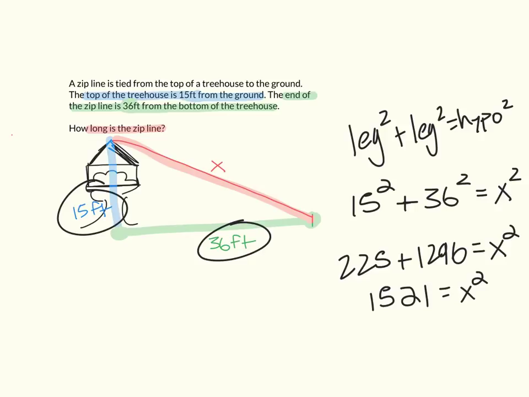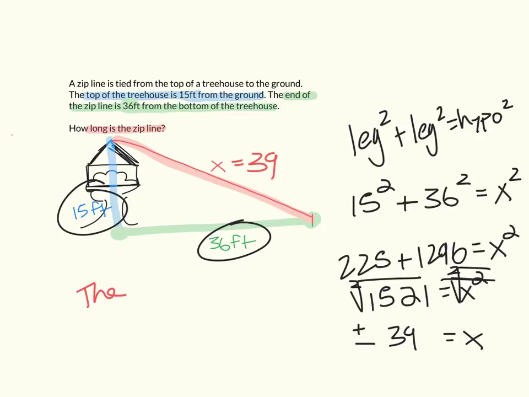And then I've got to remove my power. The opposite of a power is a root. I'm going to use the second root here. Those go away, and I get x equals plus or minus 39. So I can't use that negative 39 because I'm talking about length. So I'm going to use the positive 39. And am I done? Nope. I need to write my answer as a sentence. The zip line is 39 feet long.